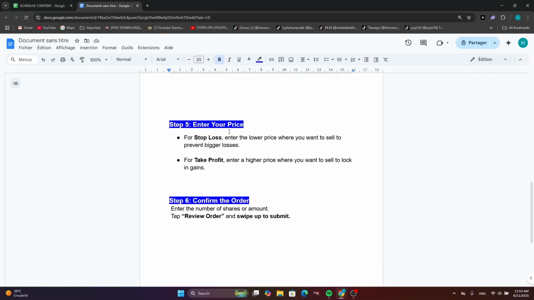So for stop loss, enter the lower price where you want to sell to prevent bigger loss. And for take profit, enter the higher price where you want to sell to lock in gains.